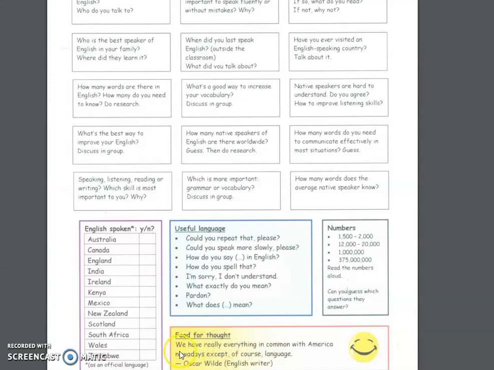Food for thought. We have really everything in common with America nowadays, except of course language. So this is a funny quote from one of our famous Irish writers, Oscar Wilde. He had some really funny sayings. Oh, it says he's an English writer. He certainly wrote in English, but he was Irish. So what do we have in common with America? Everything except, of course, language.